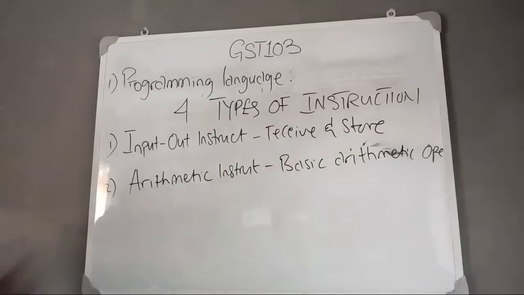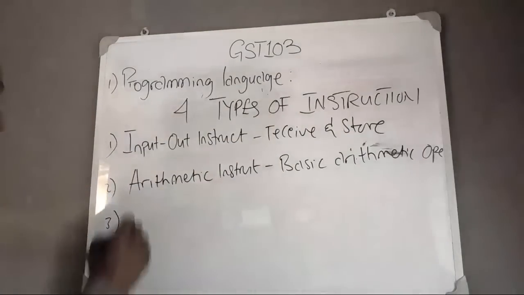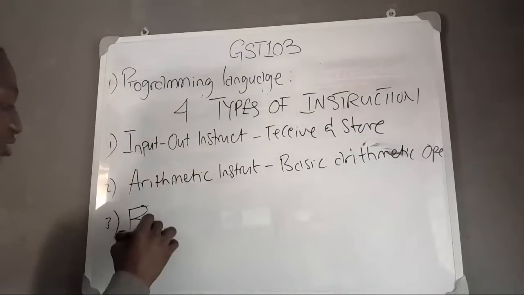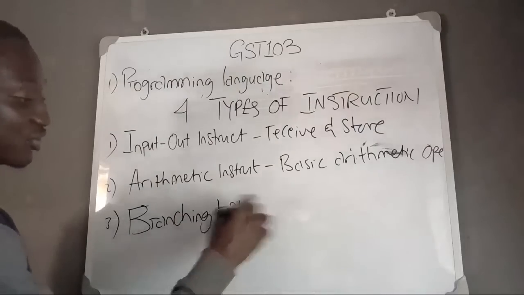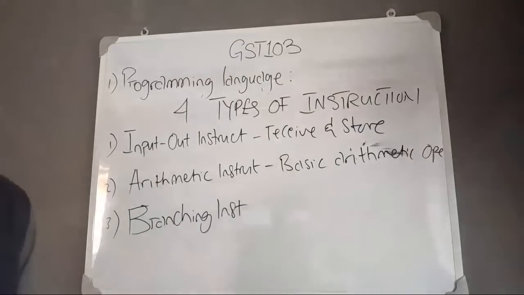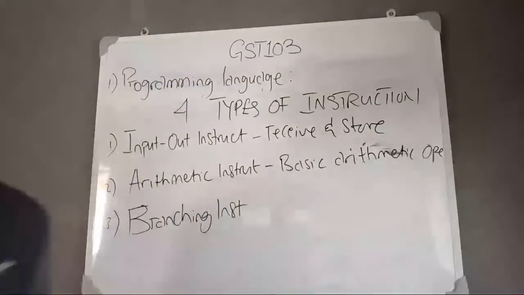So we have the third instruction. We have the branching instruction. And the branching instruction actually does alter the sequence of execution of instructions within the program.